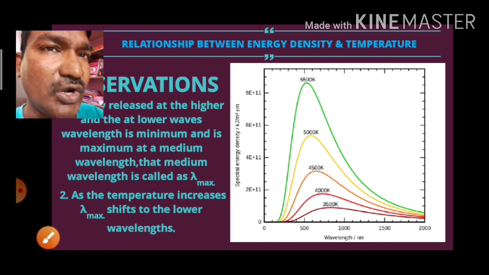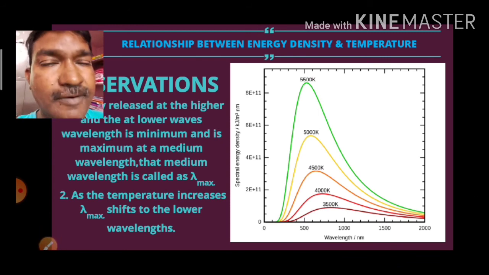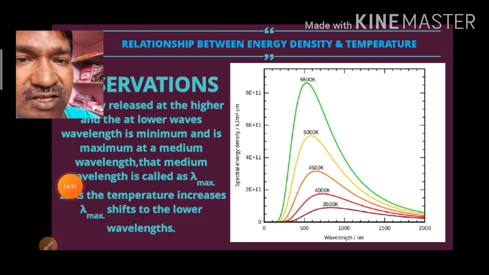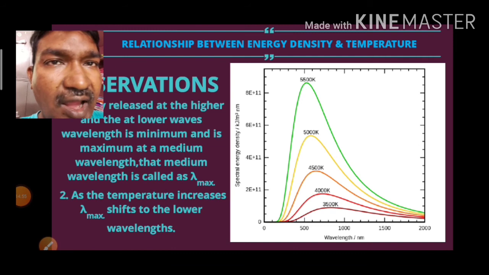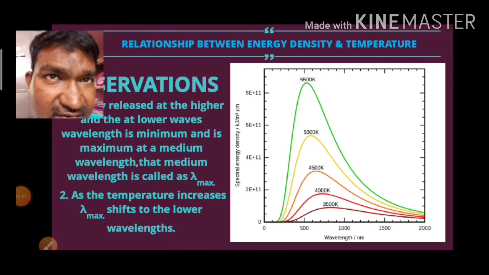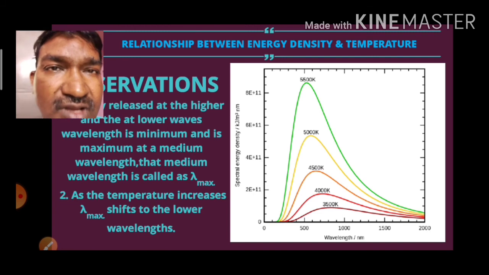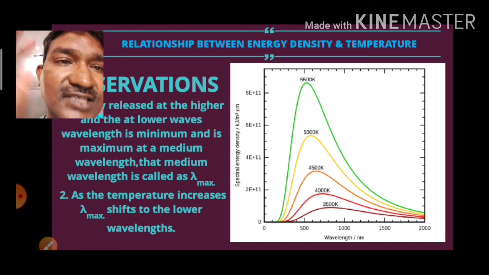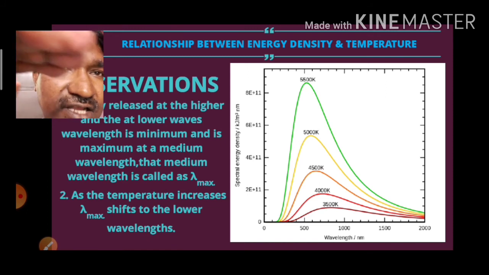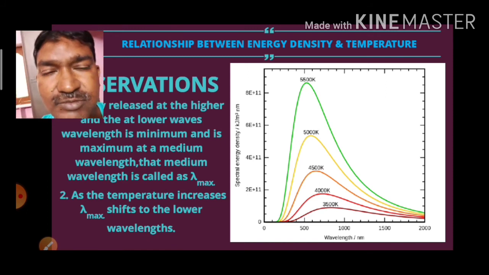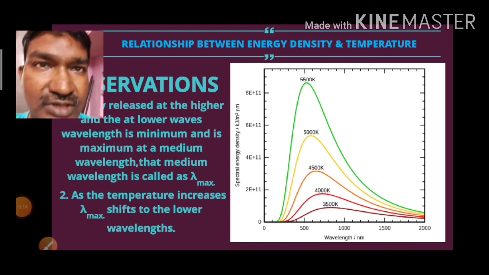That point we have to remember. So here we made two observations: the energy released at the lower and at higher wavelengths is very less, and the energy released at a medium wavelength is maximum or very high. That medium wavelength here is called the lambda maximum, and as the temperature increases, lambda maximum moves to the lower wavelengths.